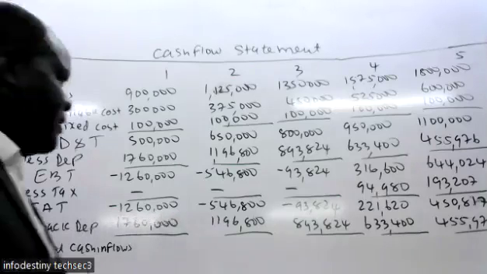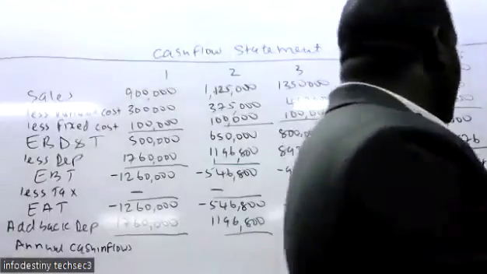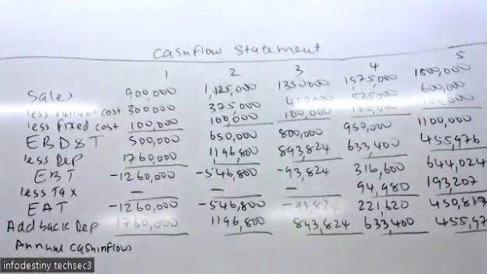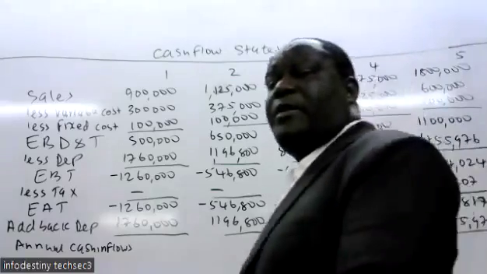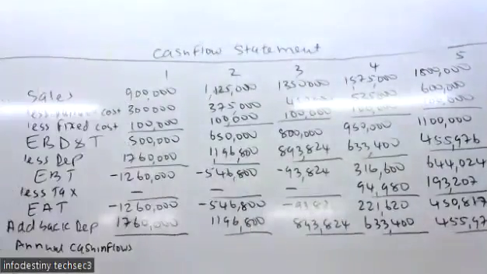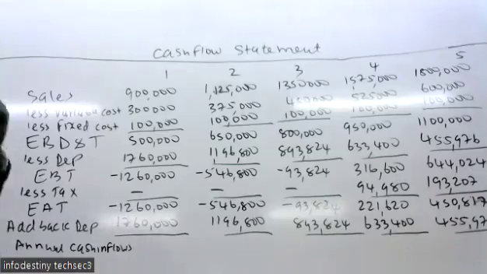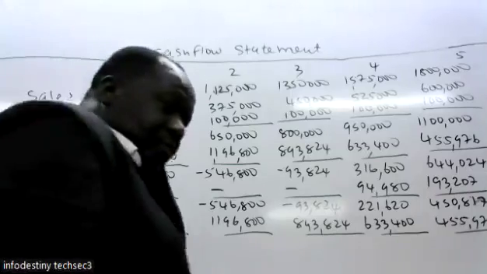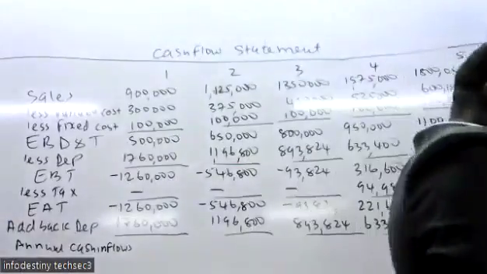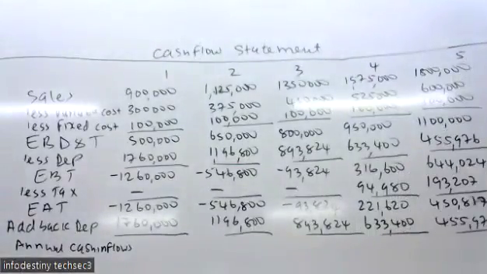So add back a depreciation for each year so that you get now the annual cash inflows. Depreciation is not a payment. It is simply a provision to reduce the taxable income.